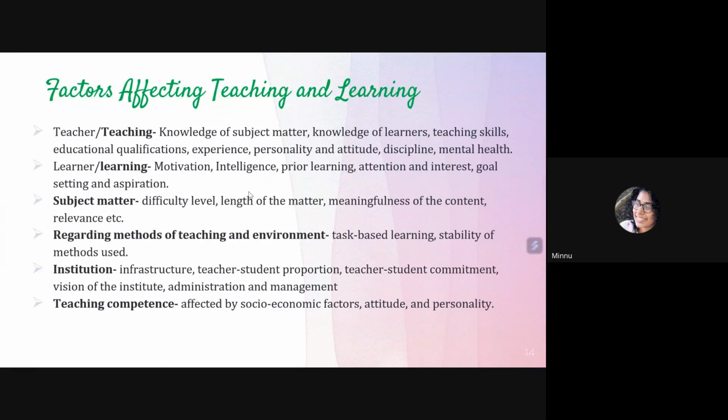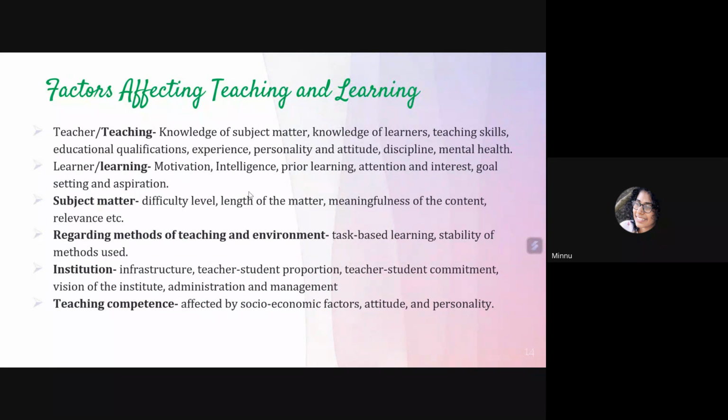Now, the factors which affect the learning process are motivation, intelligence, prior learning, attention and interest, goal setting, and aspiration. All these are related terms, and they would be very familiar also. We should be motivated, first of all. For example, you are here listening to the session because you're motivated to perform well in the exam that is coming up. That kind of motivation should be there so that effective learning takes place.